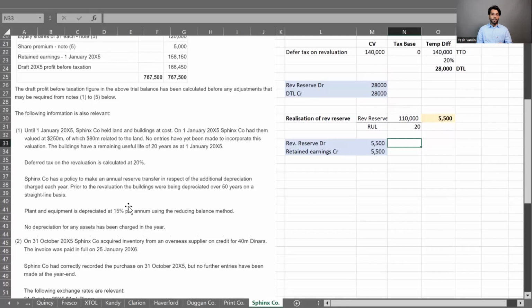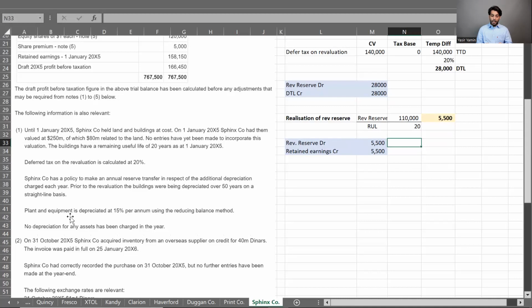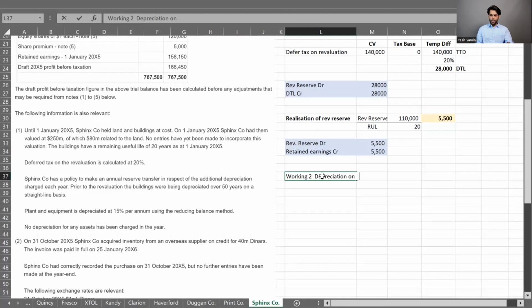But there is one another line. It says that depreciation on plant and equipment is calculated using 15% per annum using the reducing balance method. We haven't calculated depreciation on plant and equipment yet. I don't think this is the more difficult part here. Just calculating depreciation expense. Any idea how to calculate it on reducing balance basis? Reducing balance basis means you apply your depreciation on your net book value.